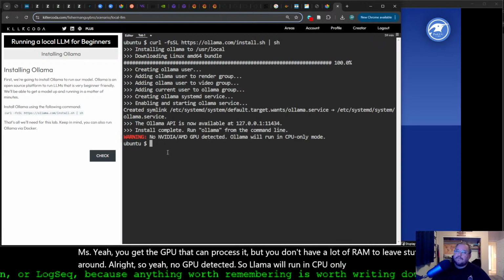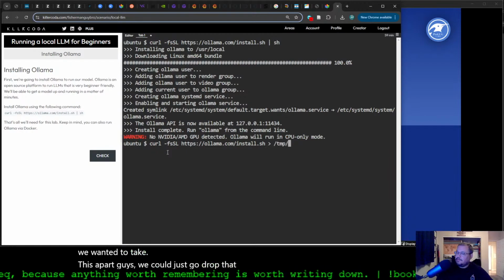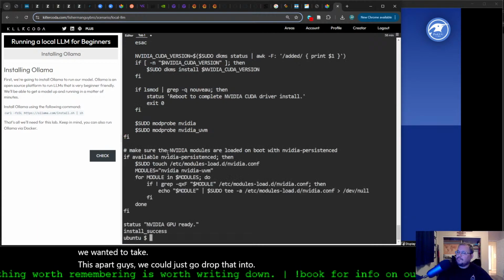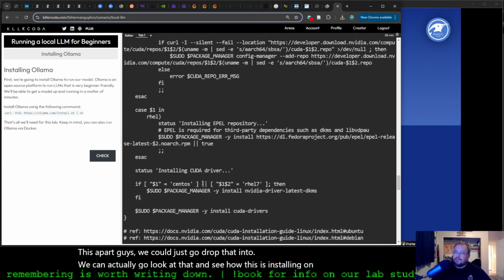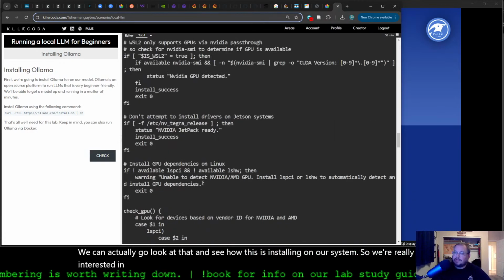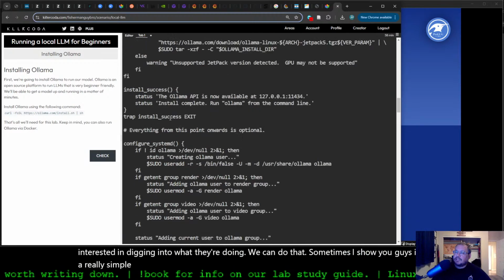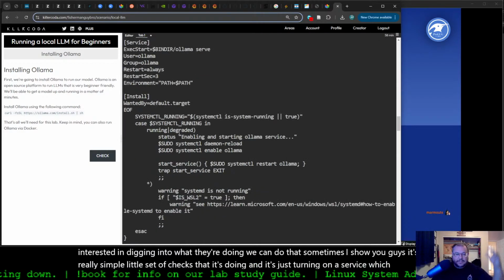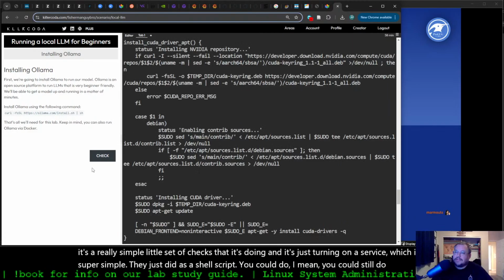Fair enough. If we wanted to take this apart, guys, we could actually go look at that and see how this is installing on our system. If we're really interested in digging into what they're doing, we can do that. Sometimes I show you guys it's a really simple little set of checks that it's doing, and then it's just turning on a service, which is super simple. They just did it as a shell script. You could still do complex things in a shell script, guys.